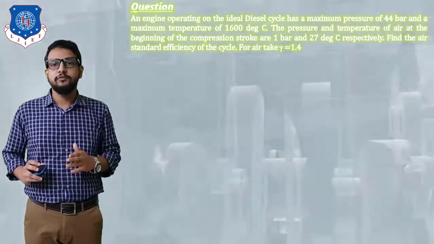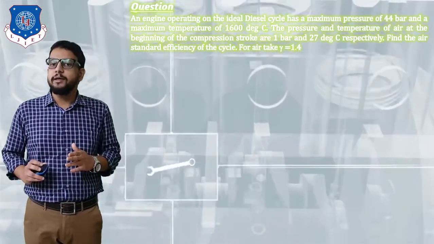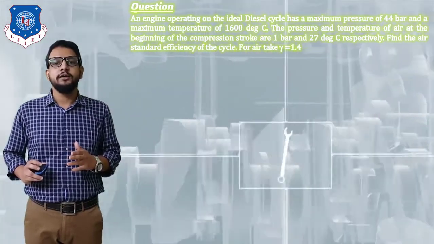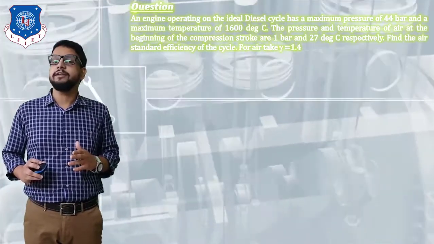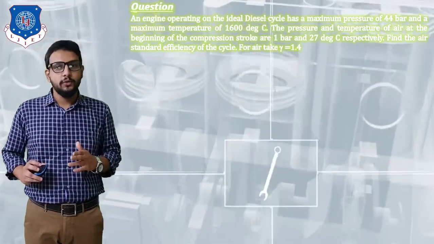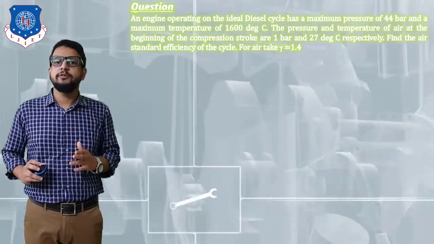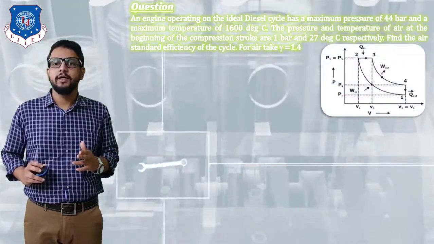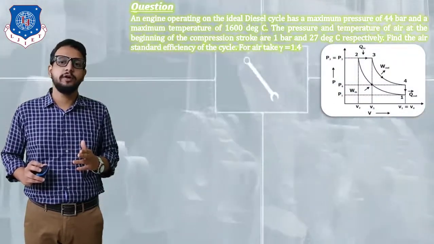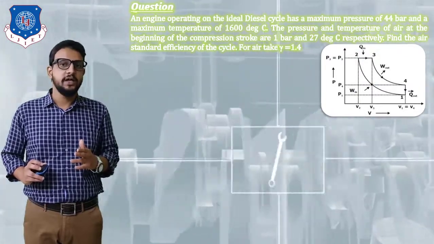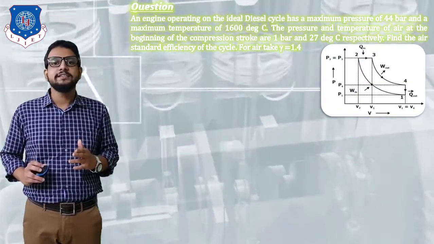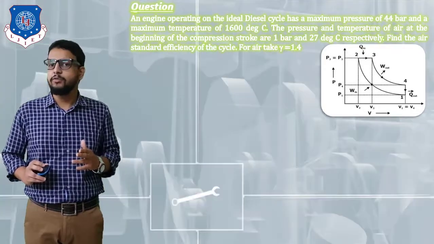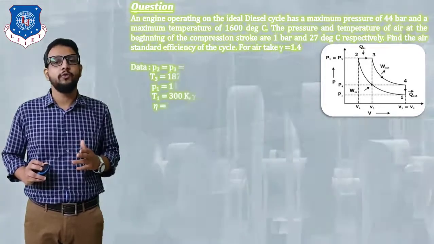Now seeing further, the pressure and temperature of air at the beginning of compression stroke are 1 bar and 27 degrees Celsius respectively, which means P1 is given, beginning of compression means at point number 1. So P1 is given and temperature T1 is given as 27 degrees Celsius. We need to find out the air standard efficiency of the cycle. We need to take gamma equals 1.4.